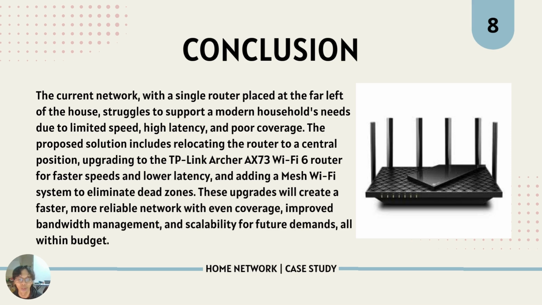We have come to a conclusion, which is that the current network with a single router placed at the far left of the house struggles to support a modern household's needs due to limited speed, high latency, and poor coverage. The proposed solution includes relocating the router to a central position, upgrading to the TP-Link Archer AX73 Wi-Fi 6 router for faster speeds and lower latency, and adding a mesh Wi-Fi system to eliminate dead zones. These upgrades will create a faster, more reliable network with even coverage, improved bandwidth management, and scalability for future demands, all within budget.